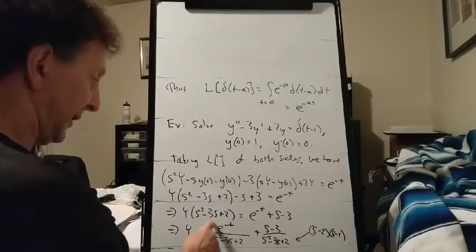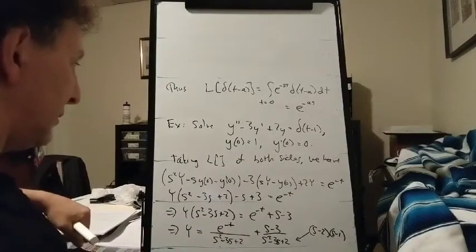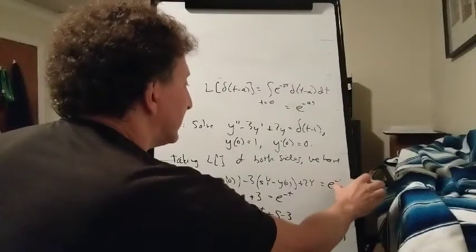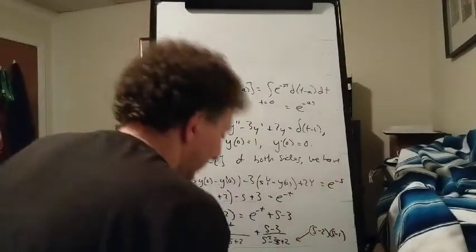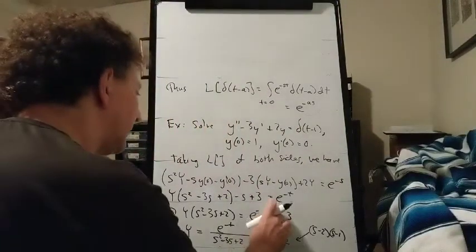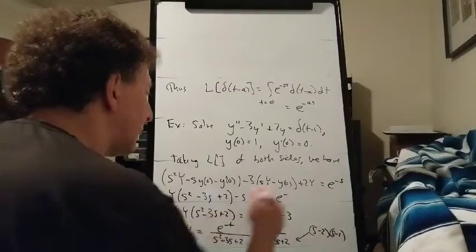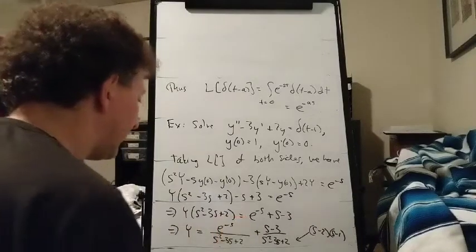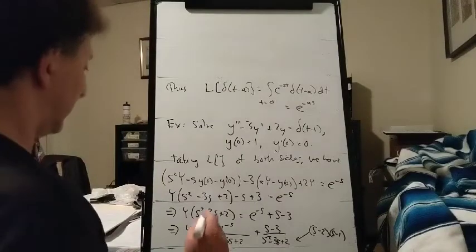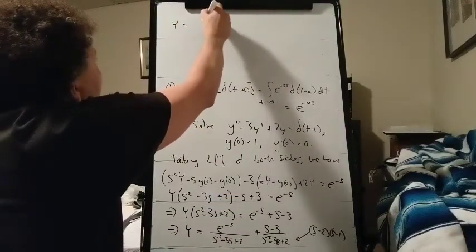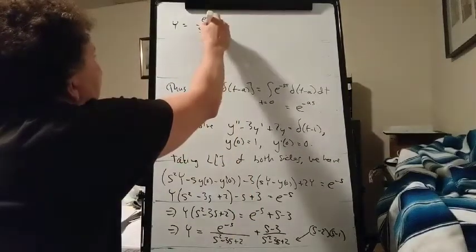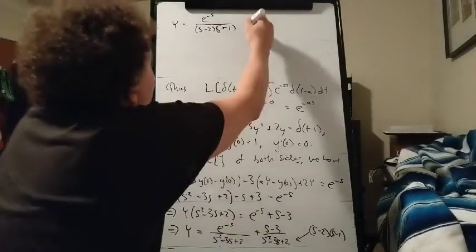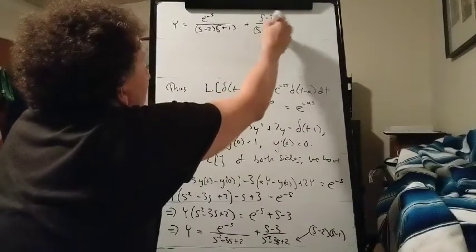So this is e to the minus t times 1 over, I'm sorry, this should be e to the minus s. I should have only s's in the equation now. So y equals e to the minus s over s minus 2, s minus 1, plus s minus 3 over s minus 2, s minus 1.